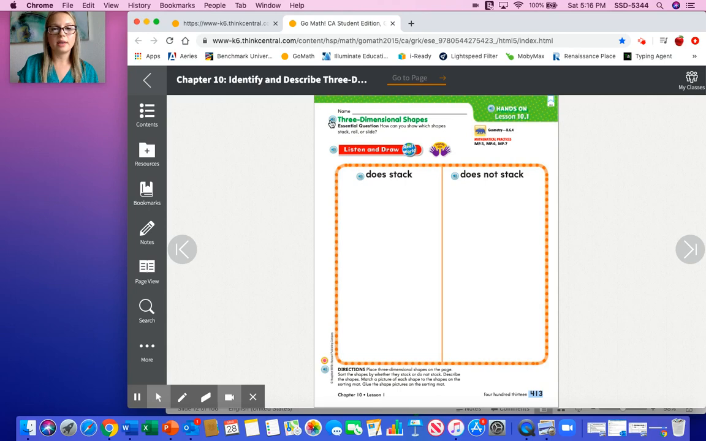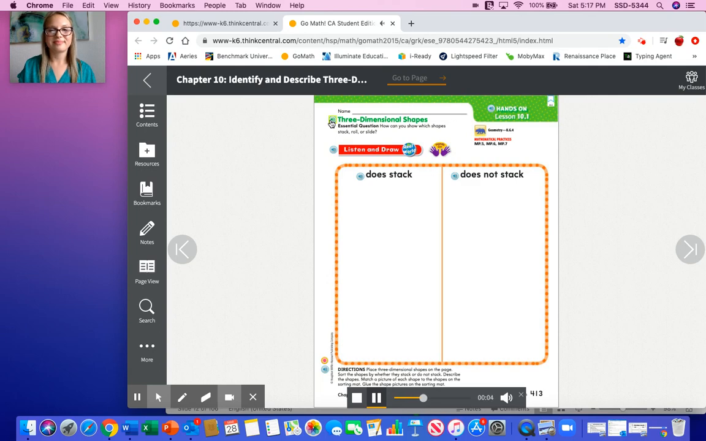This lesson that we are working on is three-dimensional shapes. Essential question: how can you show which shapes stack, roll, or slide? Okay, so we're going to look at different shapes and we're going to find out if they can stack or if they don't stack. So we're looking at this graph here.